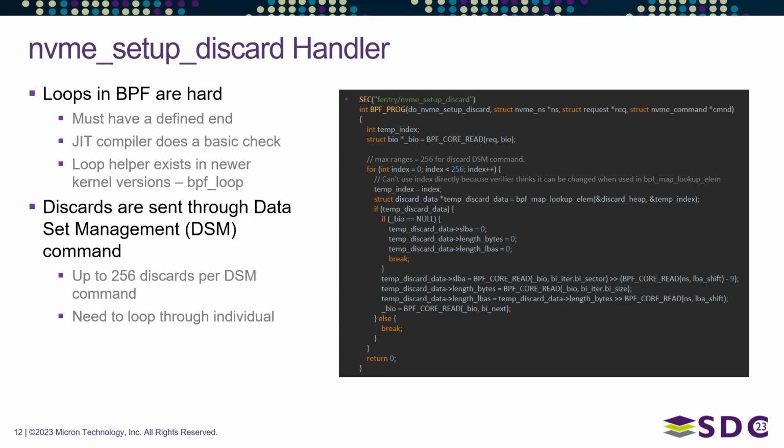In newer kernels, there's a helper function to make it easier to do loops in BPF, but because we're on an older kernel version, we didn't actually have access to that. And then, yet again, the discards are sent through the dataset management command, and there can be up to 256 per one of those commands.